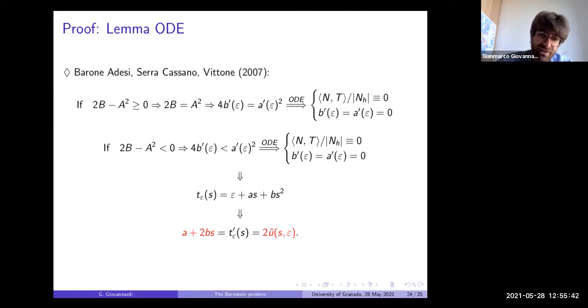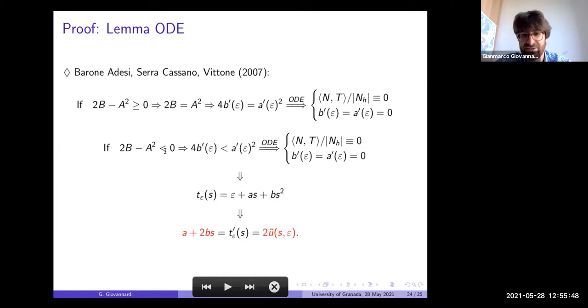And in the other case, when 2b minus a square is strictly less than 0, then we directly have the inequality of the lemma, the converse inequality. So by the lemma, we can conclude that the solution is only the trivial one, and so the first derivative of a and b is equal to 0, but a and b are Lipschitz functions whose derivative is almost everywhere equal to 0. That means that they are constant functions, and so we can write T epsilon s as epsilon plus as plus bs squared, where a and b are two constants.